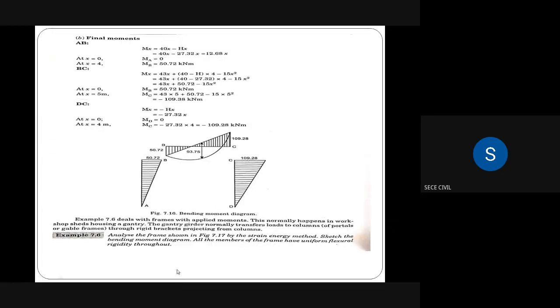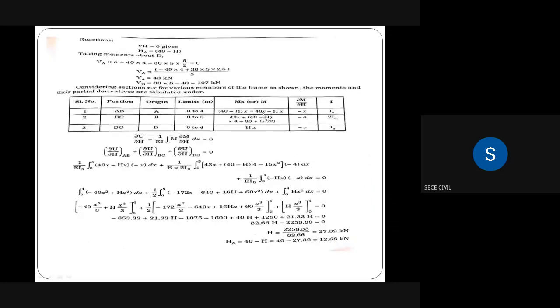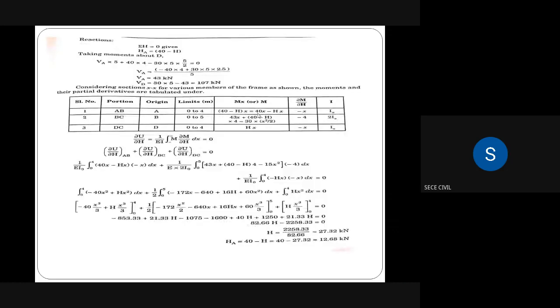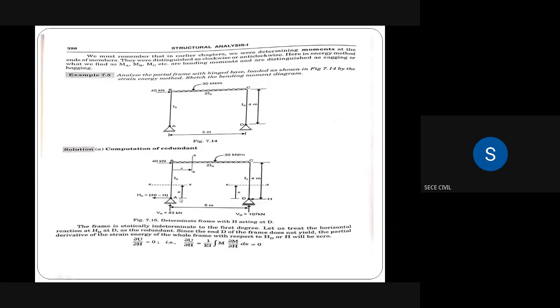After calculating the redundant force, now we are calculating the final moments. First we take span AB. For span AB, the Mx value we already calculated is 40x minus hx. Now we substitute the x value. X equal to 0 means the point A, since x starts from point A. X equal to 4 meter means point B.